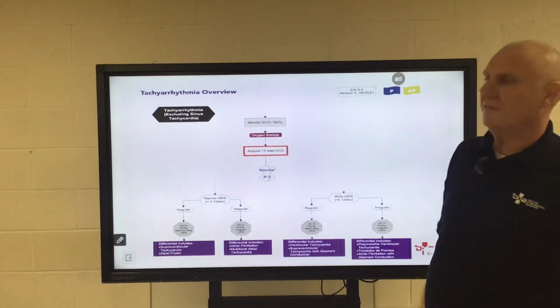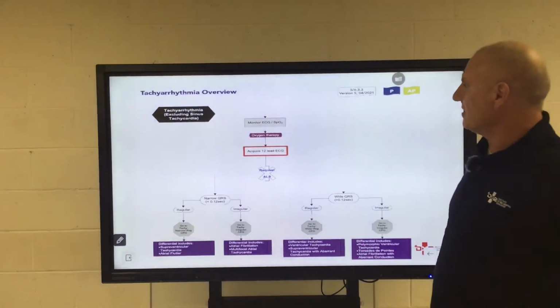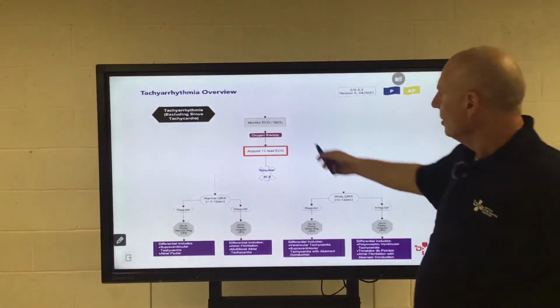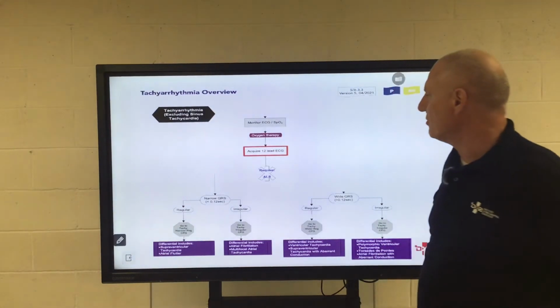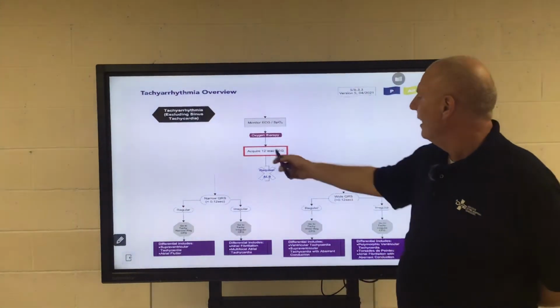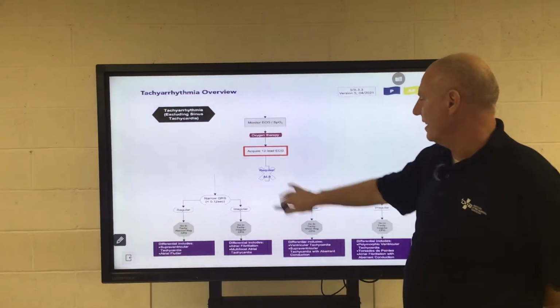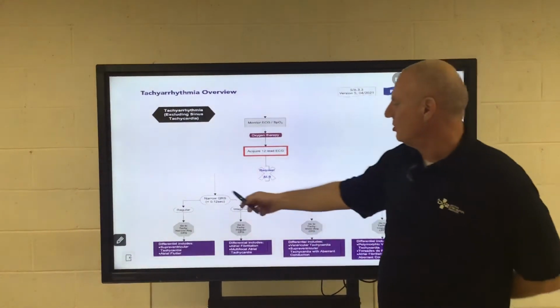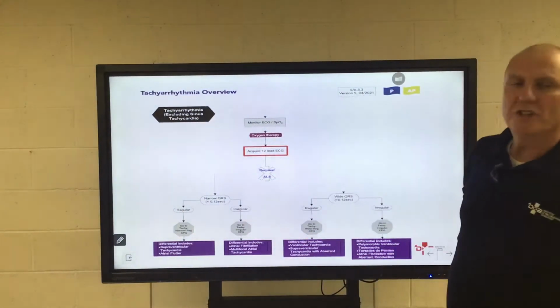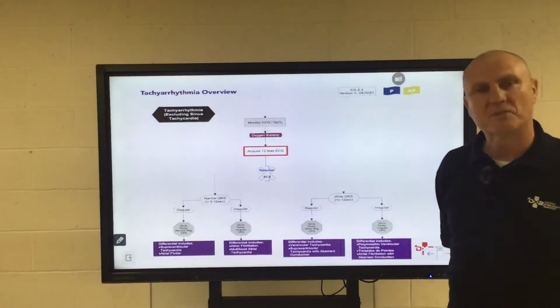So here's the overview that they've put into the CPGs. It's just a tachyarrhythmia overview. Monitor ECG and SpO2 and give some oxygen therapy if appropriate. Acquire a 12-lead ECG and request ALS. Absolutely. So we split it into two sides here, narrow QRS or a wide QRS, and we've looked at examples of both.